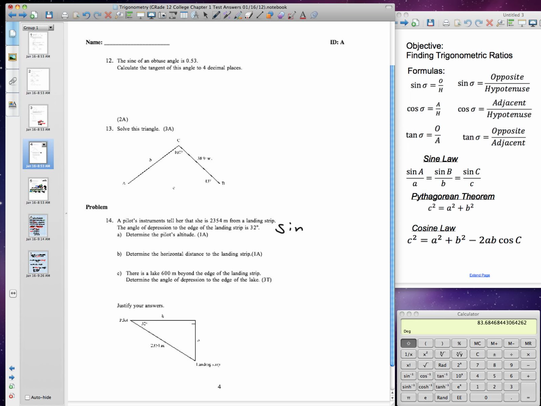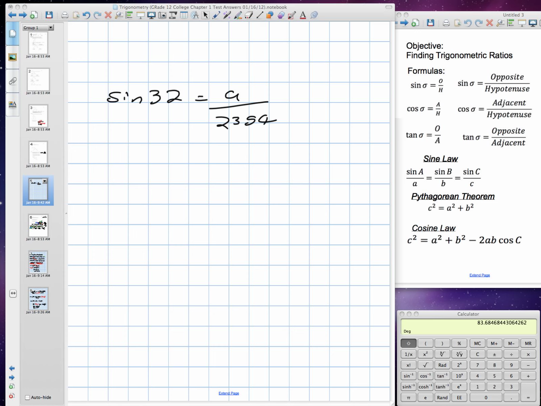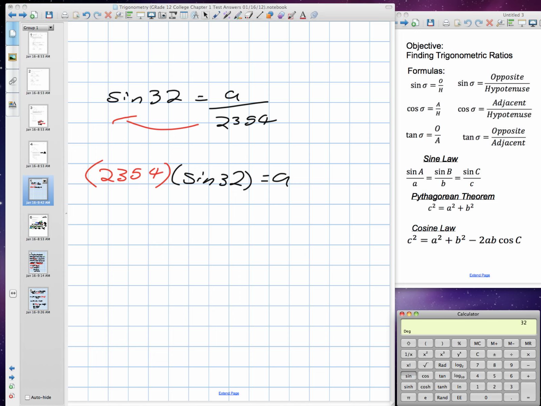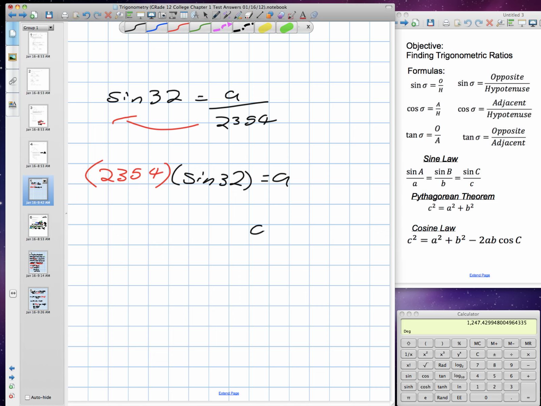We're going to do this on the next page so that we have room. So here's our question. We need to isolate A once again. So I'm going to move 2,354 to the other side. When I do that, I get 2,354 multiplied by sine 32. That's going to give us our A, the altitude of our pilot. Sine 32 times 2,354 is 1,247.4. So the altitude of our pilot is 1,247.4. We're just going to round it to a whole number, 1,247 meters above the ground. So we know that this side of the triangle is now 1,247. That's our answer to the first one.